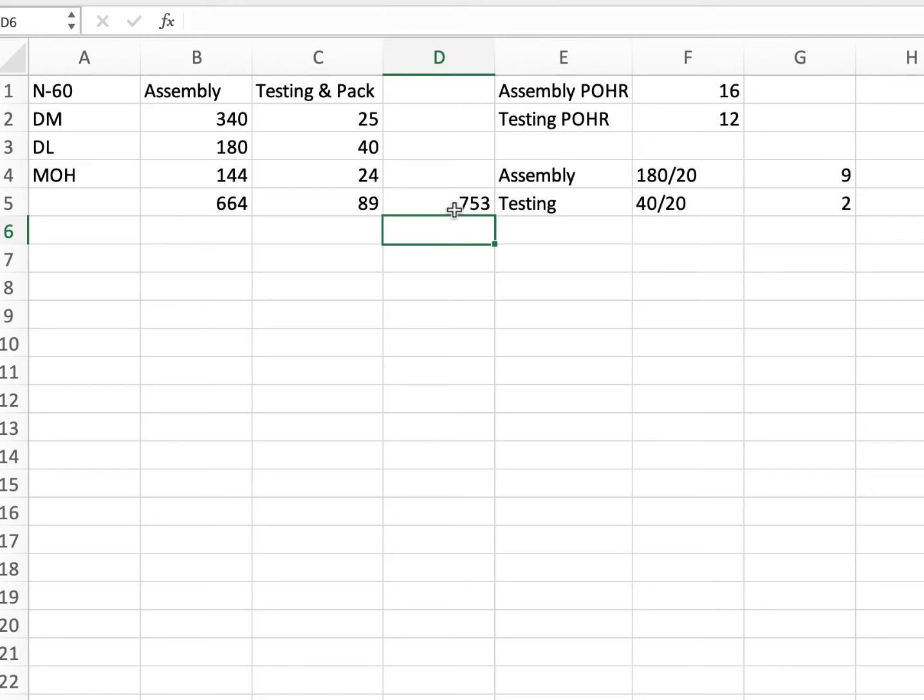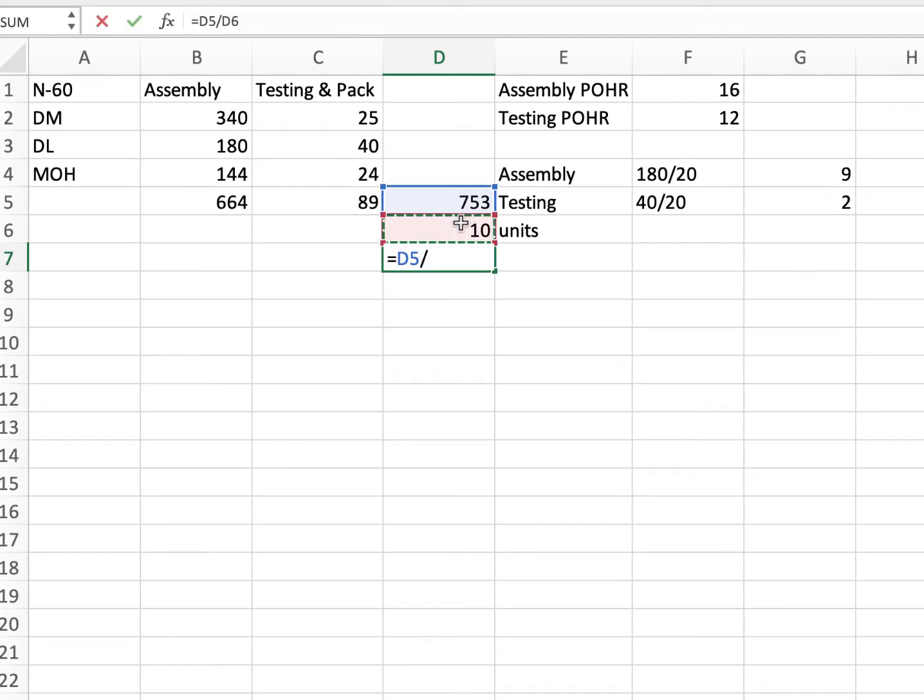What's the total manufacturing cost? Number 2 says, if this job consists of 10 units, what's the unit product cost? That's easy, right? I take my total cost of $753 and I divide it by 10 units. And I see that the cost per unit is $75.03.